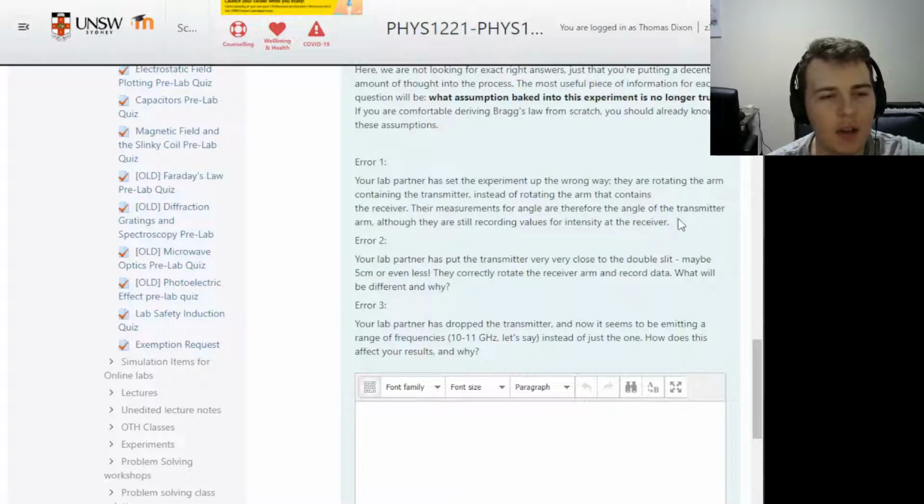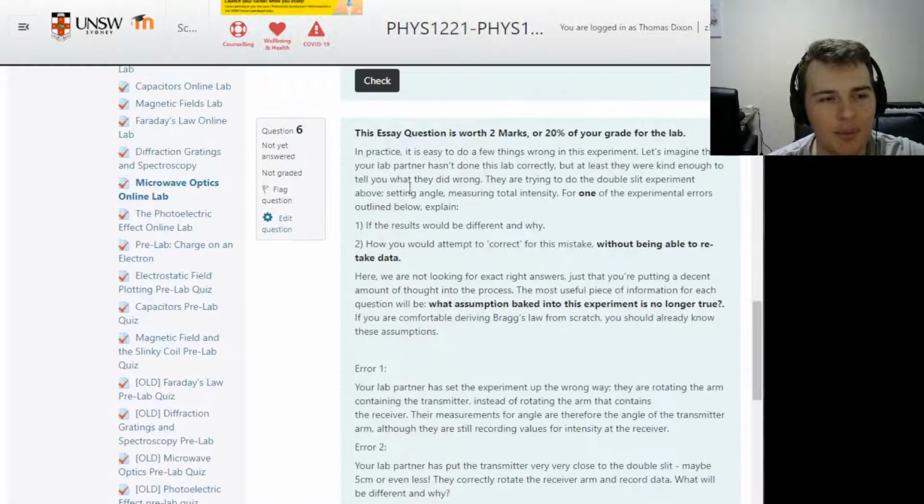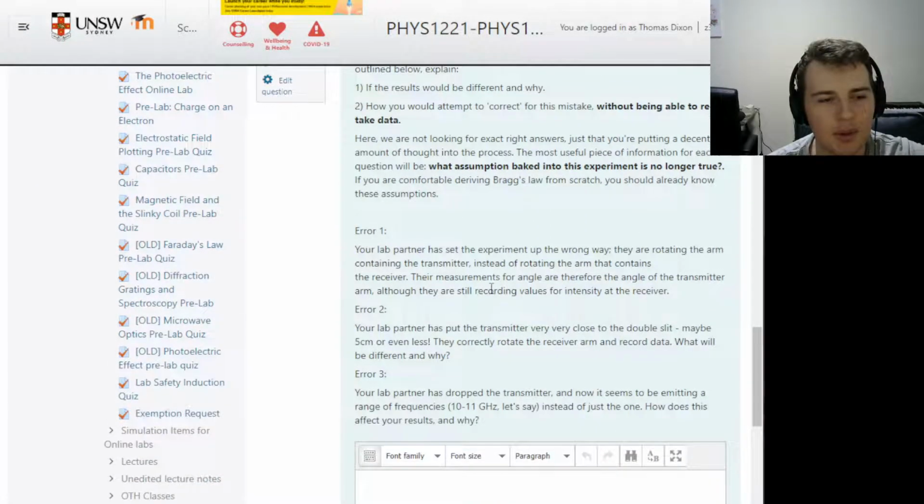All right. Lab partners put the transmitter very close to the double slit, but everything else is correct. Oh, sorry. How can you fix it, right? So that's how would you attempt to correct for this mistake without retaking data?